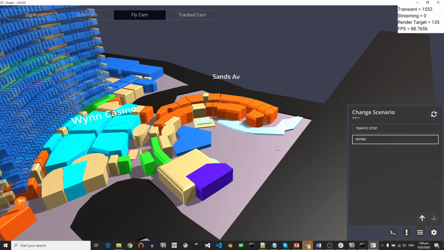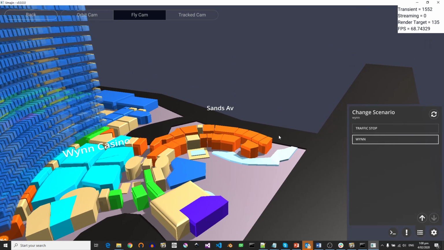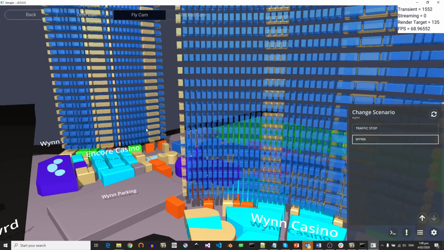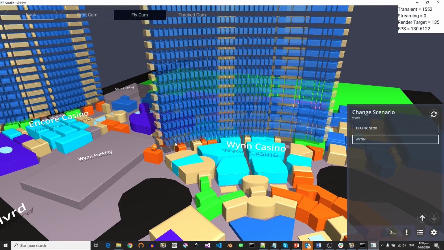Here we have a demonstration of a digital twin. So this is of the Wynn Casino, and then if we turn around, we can also see the Encore. And the cool thing about this is a representation, a visual representation.